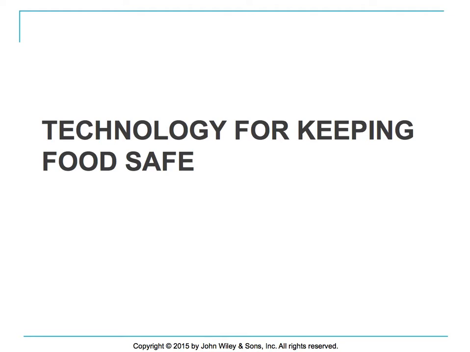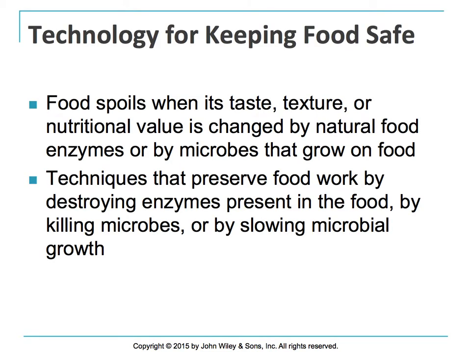Technology for keeping food safe. Food spoils when its taste, texture, or nutritional value is changed by natural food enzymes or by microbes that grow on food. Techniques that preserve food work by destroying enzymes present in the food, by killing microbes, or by slowing microbial growth.